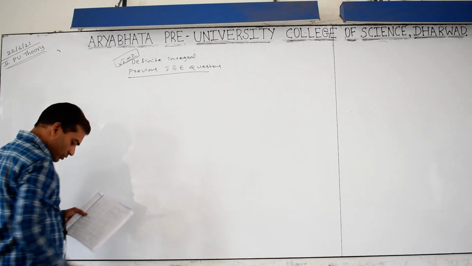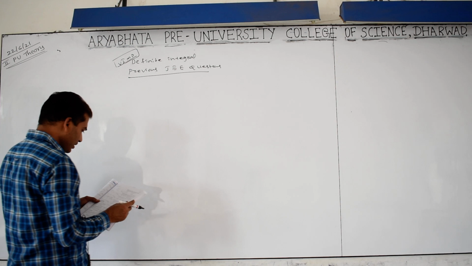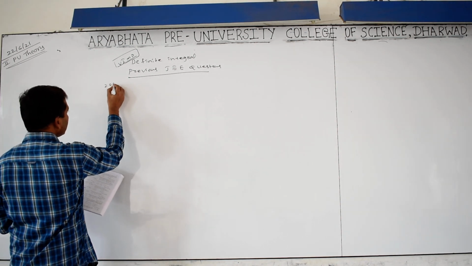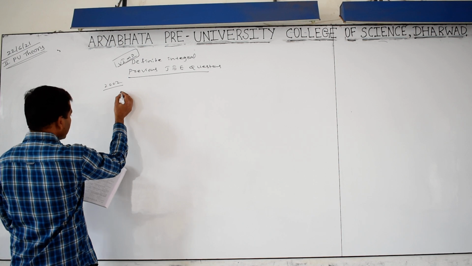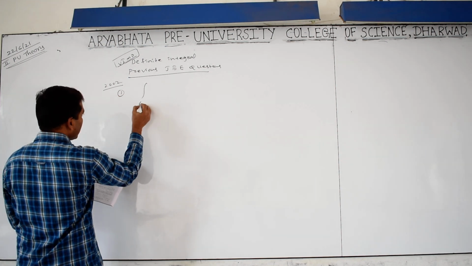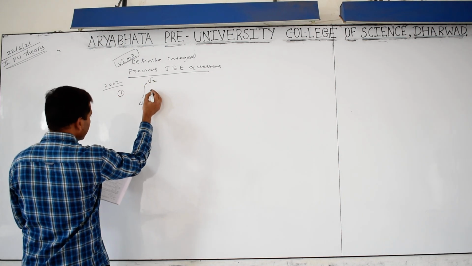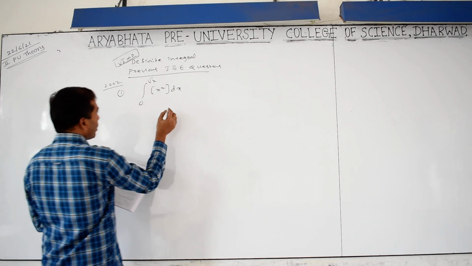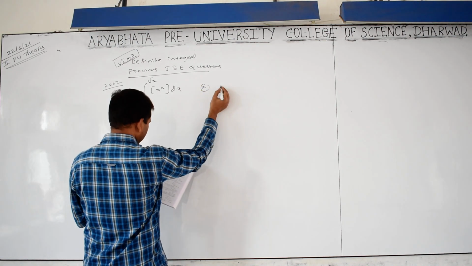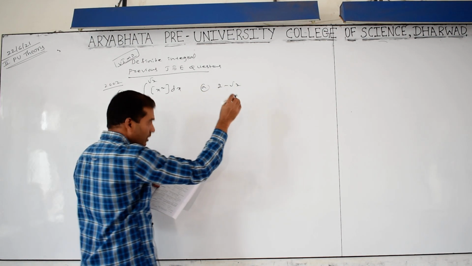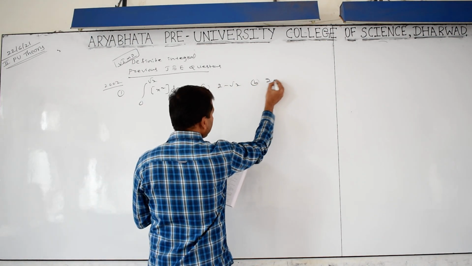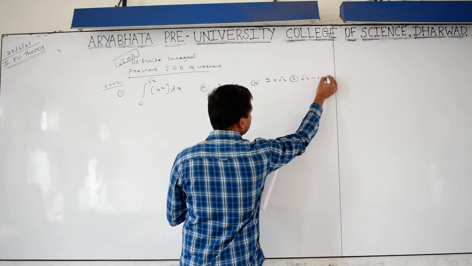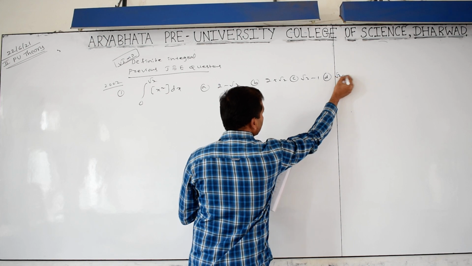Since 2002, I am going to discuss, first the 2002 question paper. Year 2002, question number 1: integration of 0 to root 2 of step of x square dx. Options: A) 2 minus root 2, B) 2 plus root 2, C) root 2 minus 1, D) root 2 minus 2.